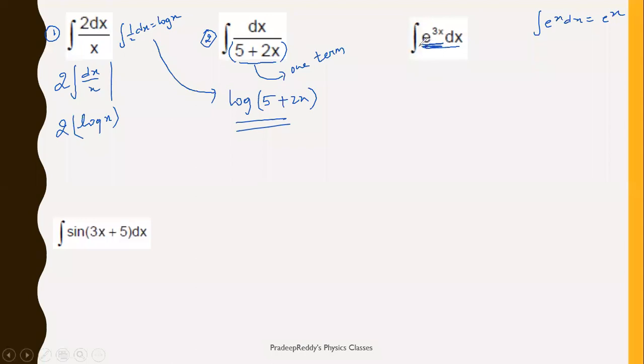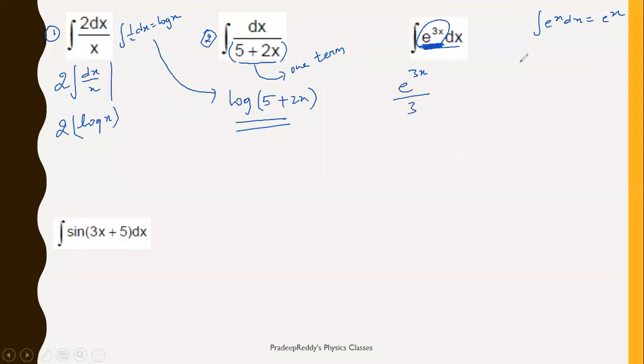First take this total as one term, e power 3x, and integrate that. This gives you the integration of e power 3x. Here we have 3x, which is the variable. When you integrate it, 3 is a constant, so you divide by it.